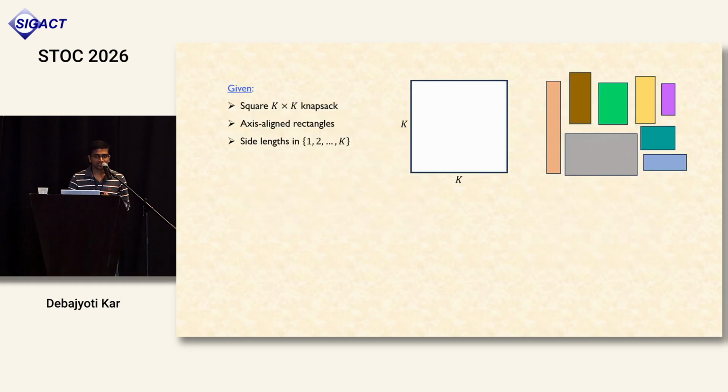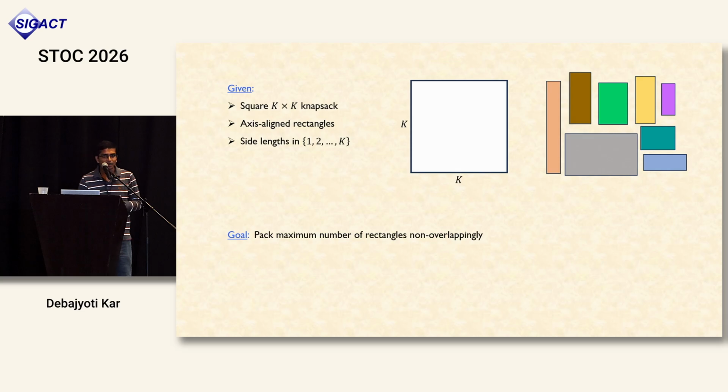So to abstract things out, formally, we are given a knapsack which is represented by a square which has a side length of k, and assume that k is an integer. And you are given a collection of axis-parallel rectangles where each rectangle is specified by its width and its height, which are both integers between 1 and k. And now your goal is to pack the maximum possible number of rectangles into the square in such a way that no two of the rectangles overlap each other.